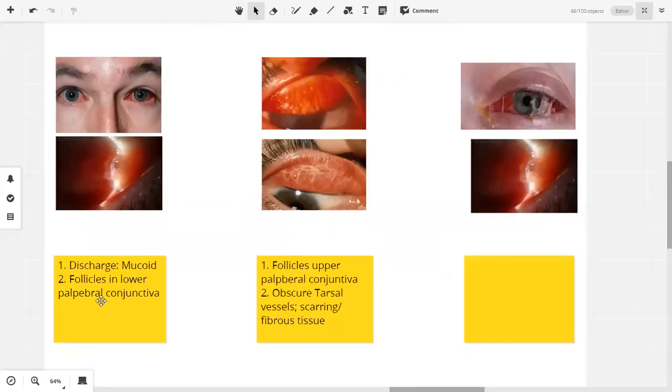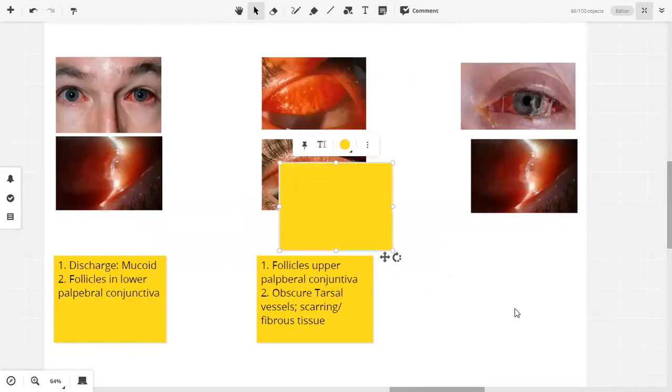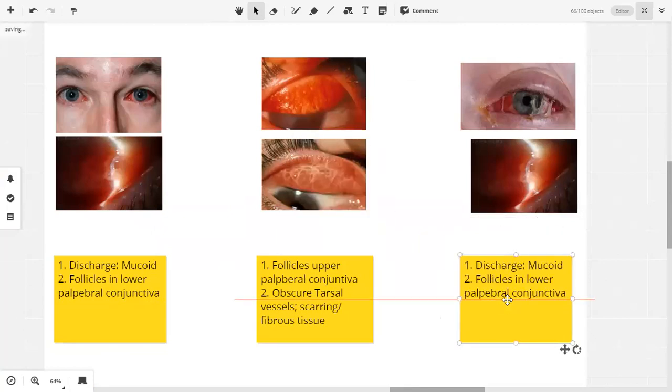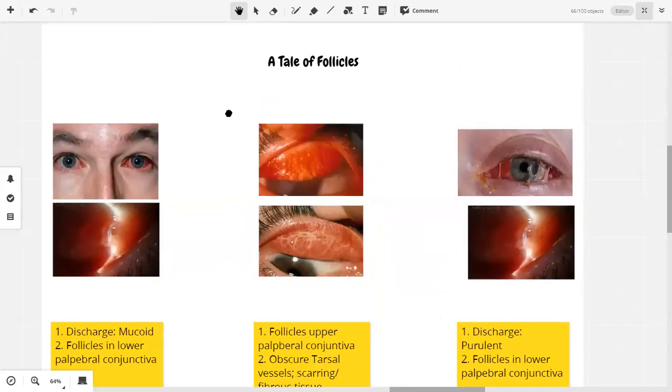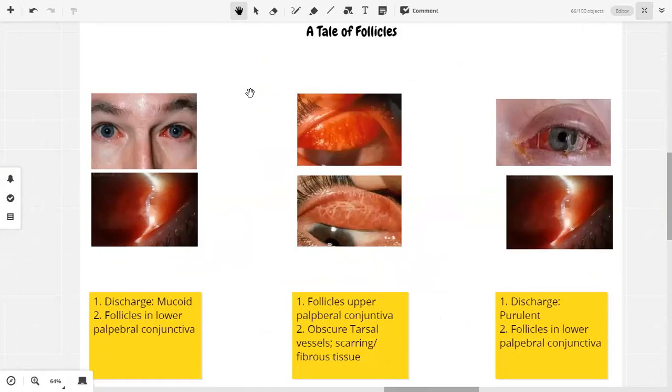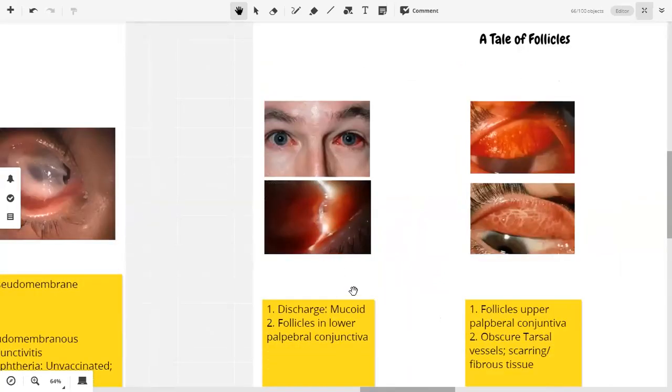So I will just copy this. The discharge in this case is purulent or mucopurulent. I will write only purulent, but it can be either mucopurulent or purulent. So here we have our three cases in which there are follicles. These are the only three cases which you will be given in which the history or the vignette table will be follicles. Okay. Now, the first case, what do you think our diagnosis is?